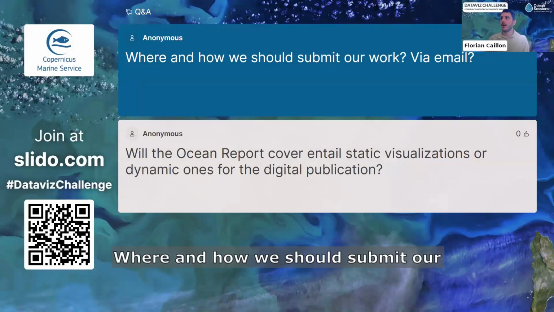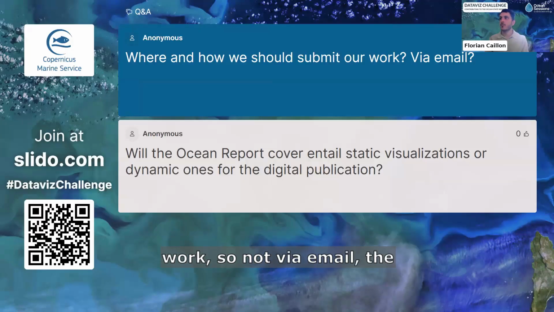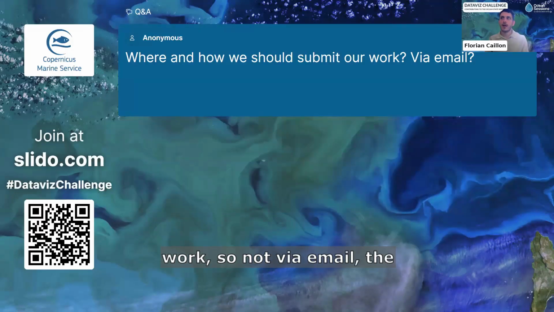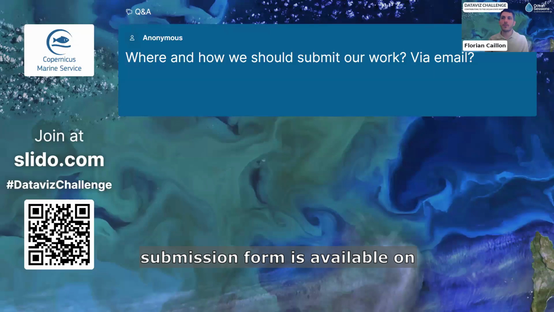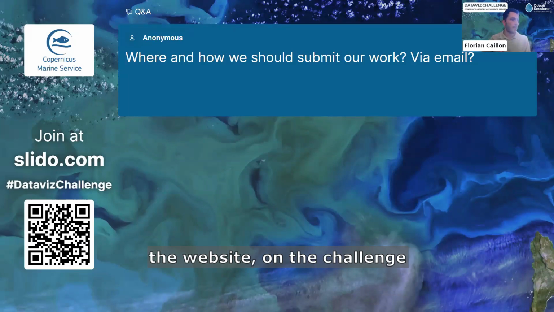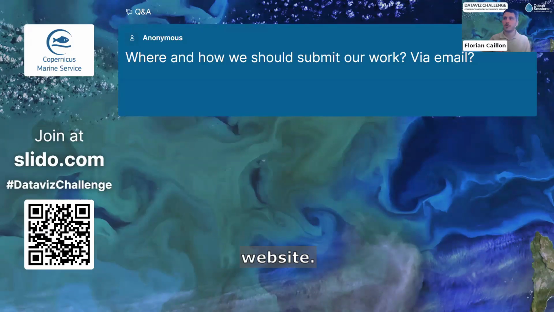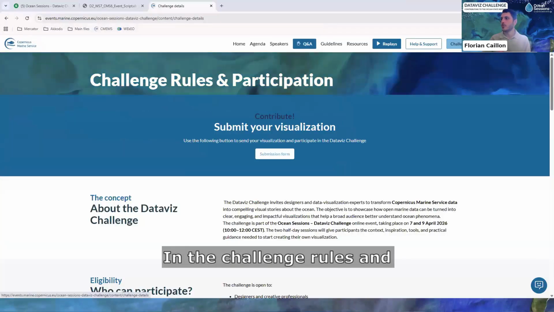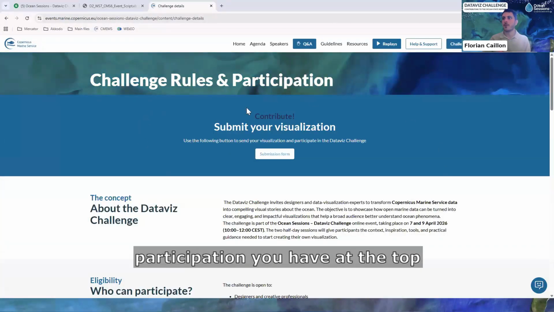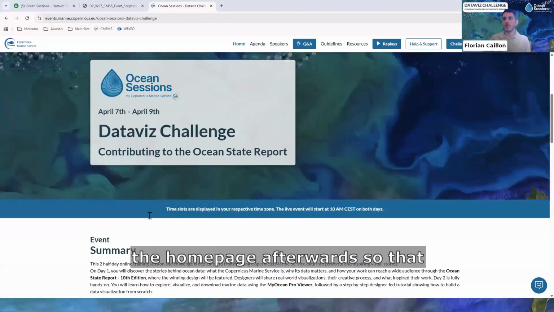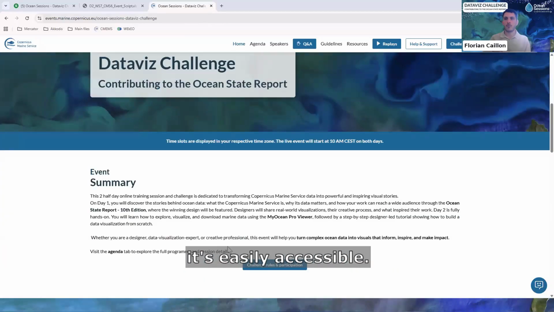Where and how should we submit our work? So not via email. The submission form is available on the challenge website. I will show you now. In the challenge rules and participation page, you have the submission form at the top of the page. There will be a button added to the homepage afterwards so that it's easily accessible.